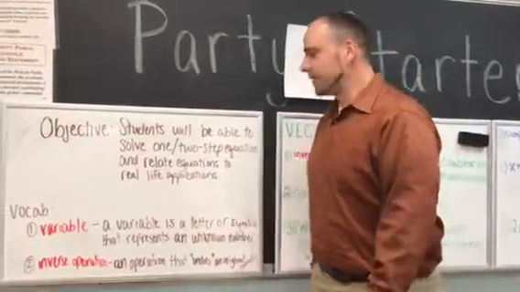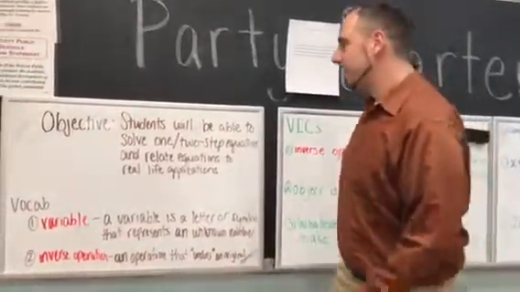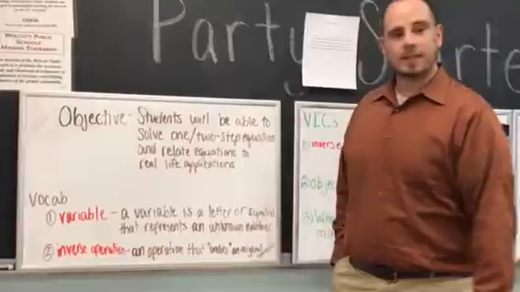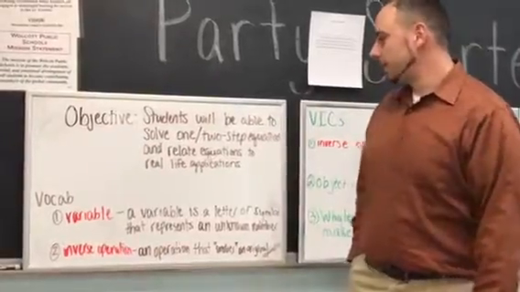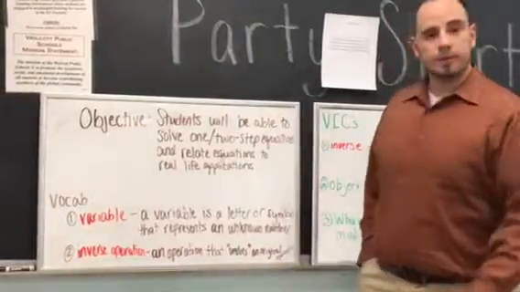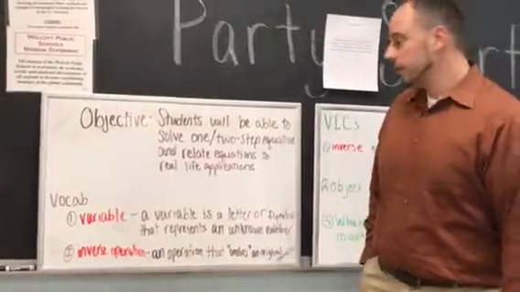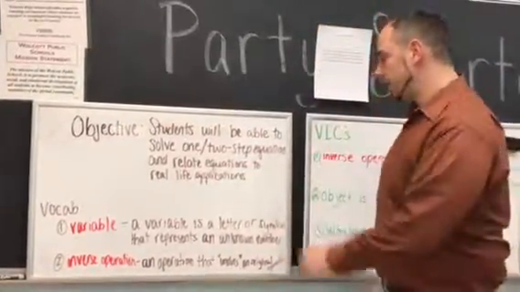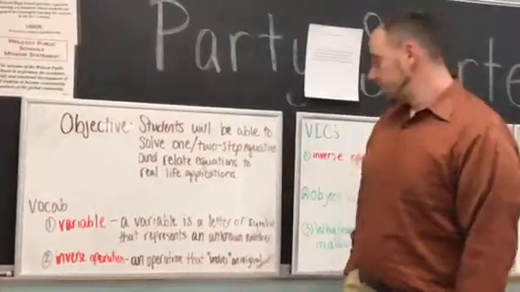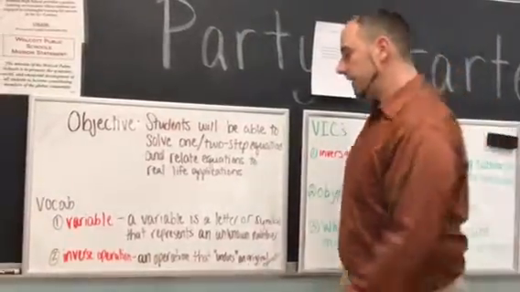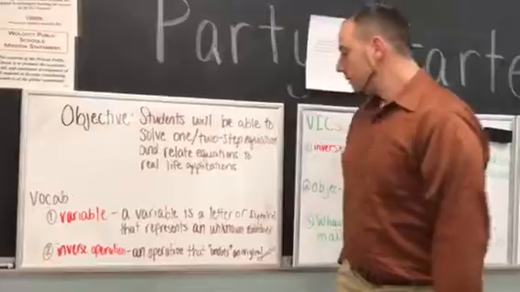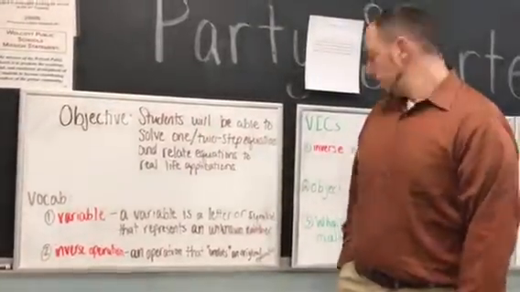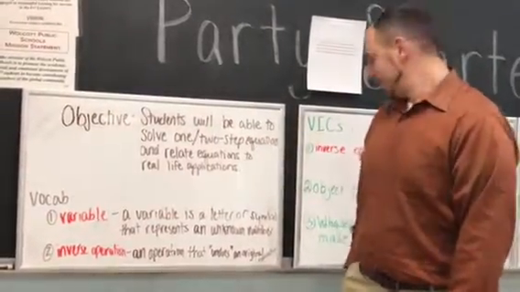Today's video, we're going to talk about one-step and two-step equations. Students will be able to solve one-step, two-step equations and relate these equations to real-life applications. Two vocab words that we're going to talk about today are variable and inverse operation. A variable is a letter or a symbol that represents an unknown number. And an inverse operation is an operation that undoes any original operation.